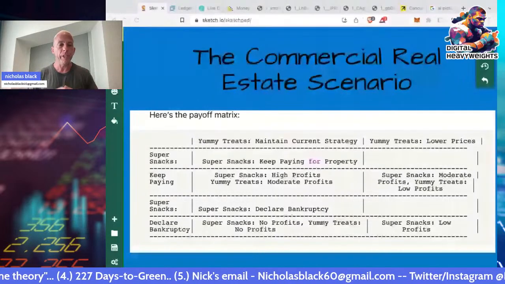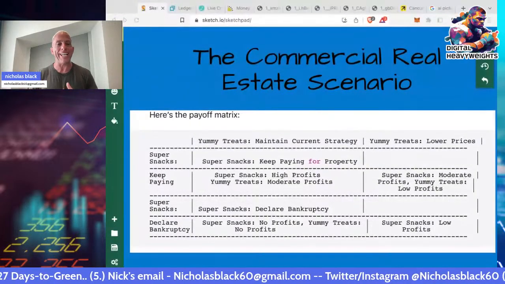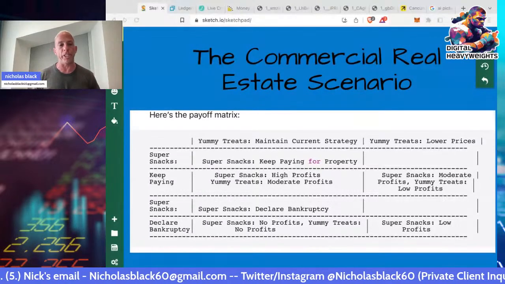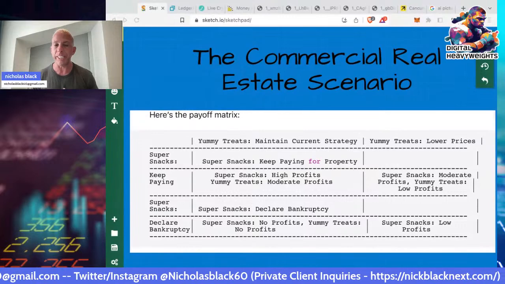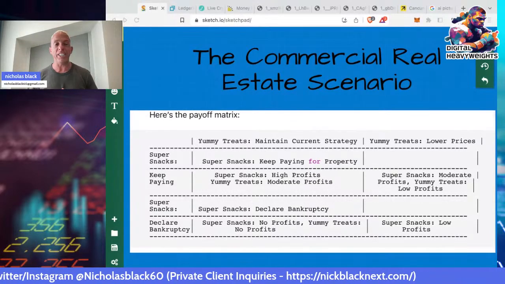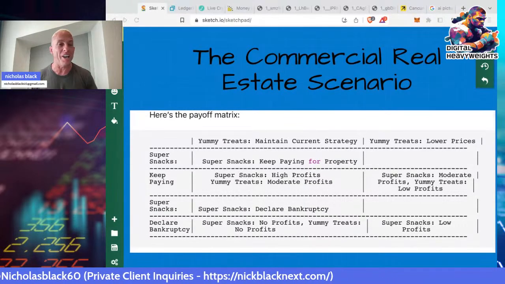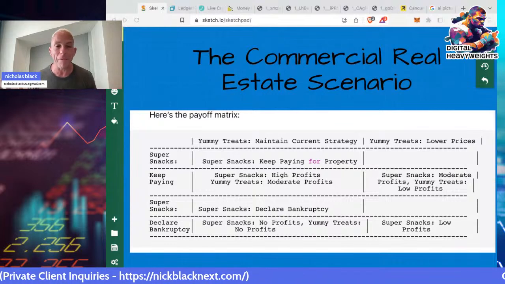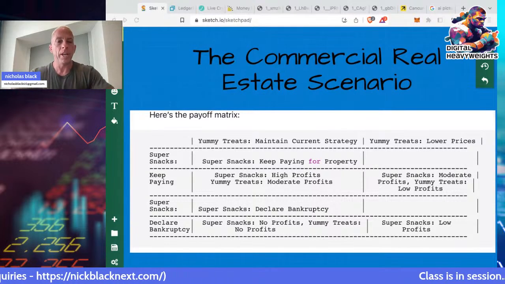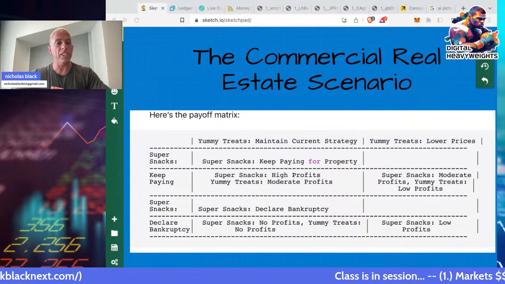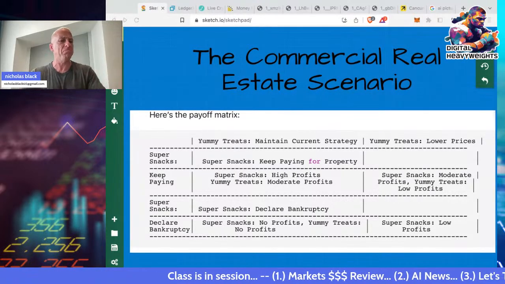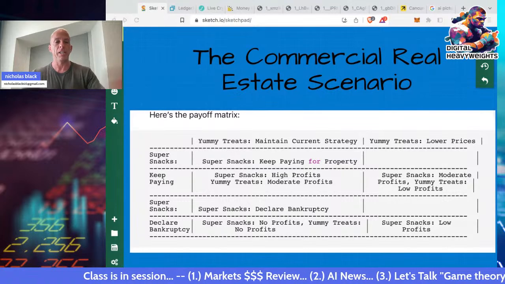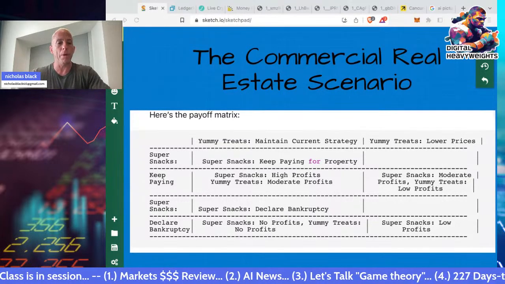So to make the decision, Super Snacks needs to consider the actions of their competition. We will call them Yummy Treats. Now, Yummy Treats is pretty smart. Yummy Treats saw this coming a long time ago. Anyway, they sell pretty good snacks. They're not super delicious, but they're pretty delicious. They're yummy, hence the name Yummy Treats. So they have a store nearby.